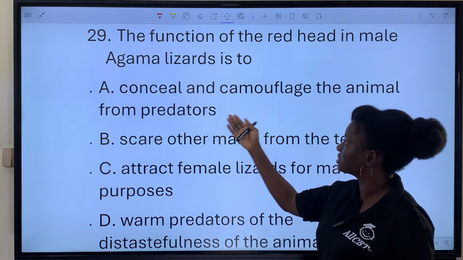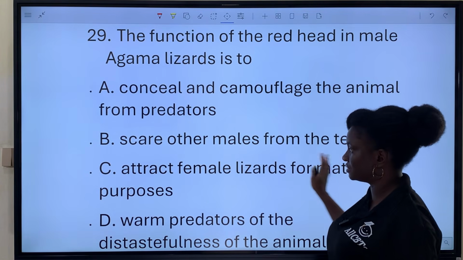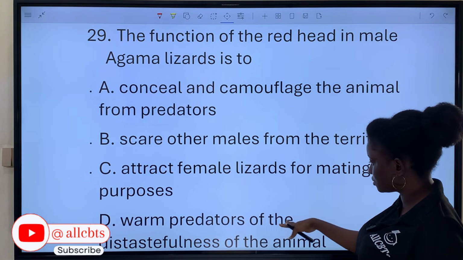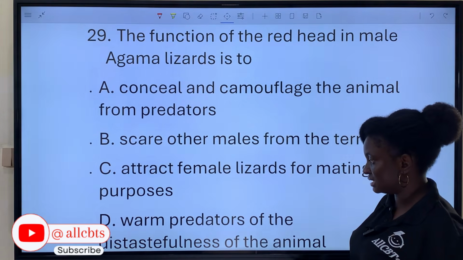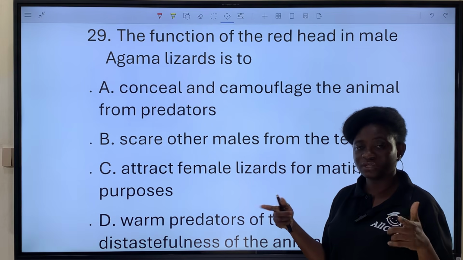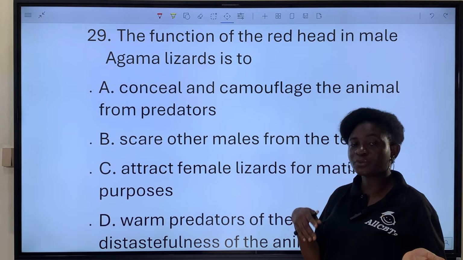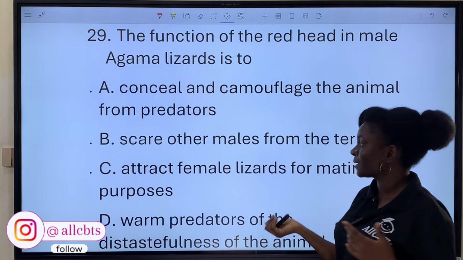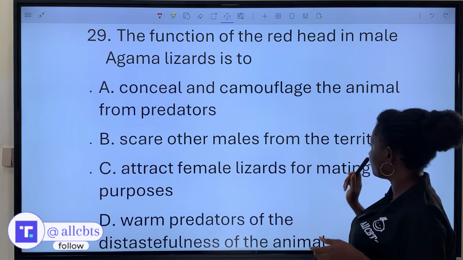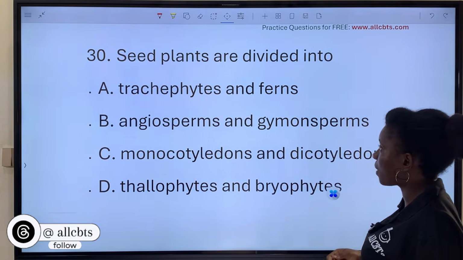Option A, conceal and camouflage the animal from predators. B, scare other males from the territory. C, attract female lizard for mating purpose. D, warn predators of the distastefulness of the animal. So from what I explained earlier, the red color part of the head is just to send a signal to attract the opposite sex, for mating. So option C here is the correct answer. Attract female lizard for mating purposes. Option C.